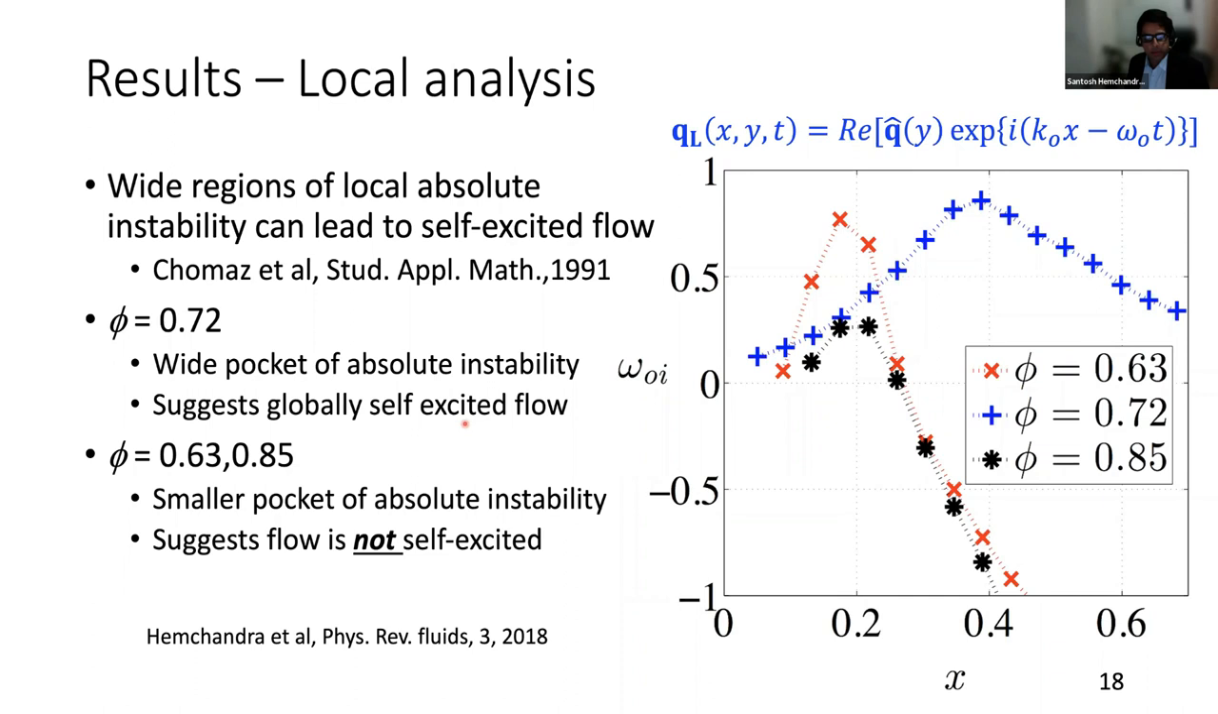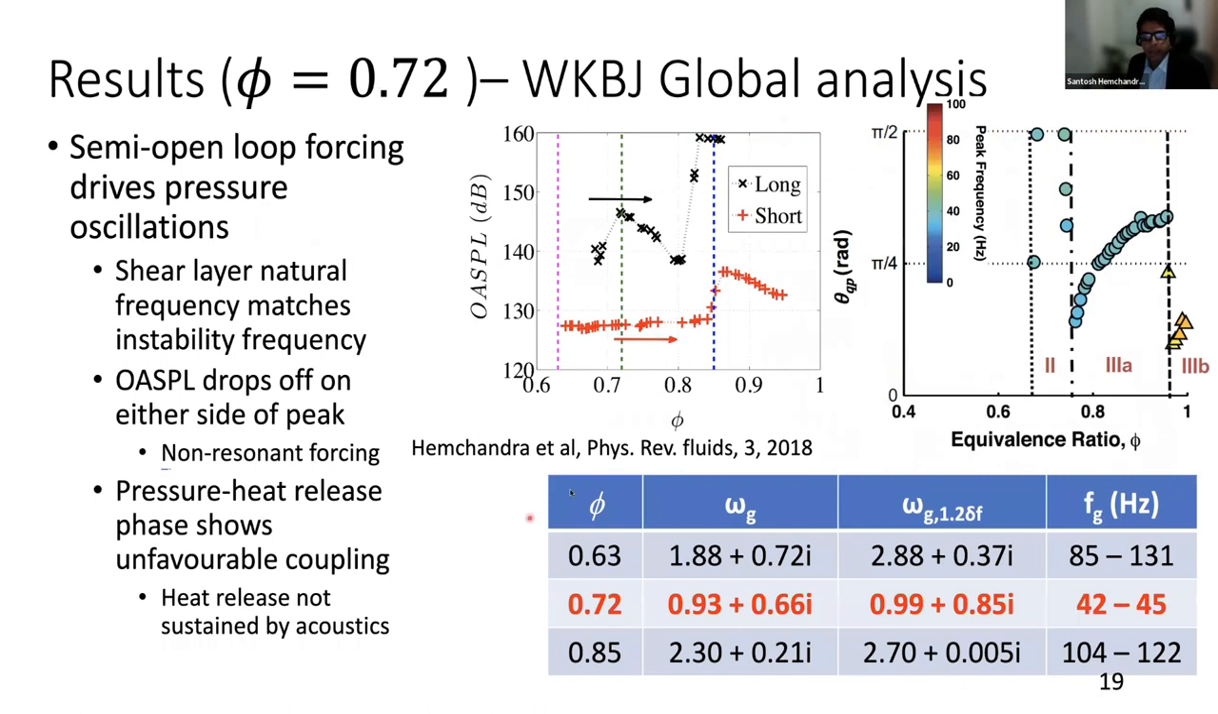And that then tells you that for 0.85, you can expect that the flow would be self-excited. But for these two cases, 6.3, for 0.72, sorry, the flow would be self-excited. And for 6.3 and 8.5, you would expect that the flow is not self-excited. And that is pretty much what we find.